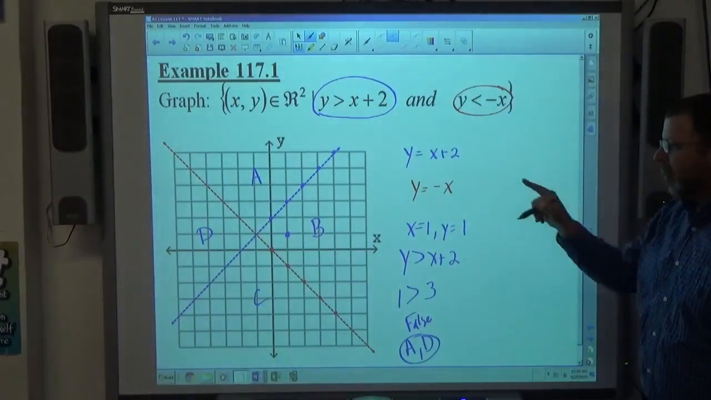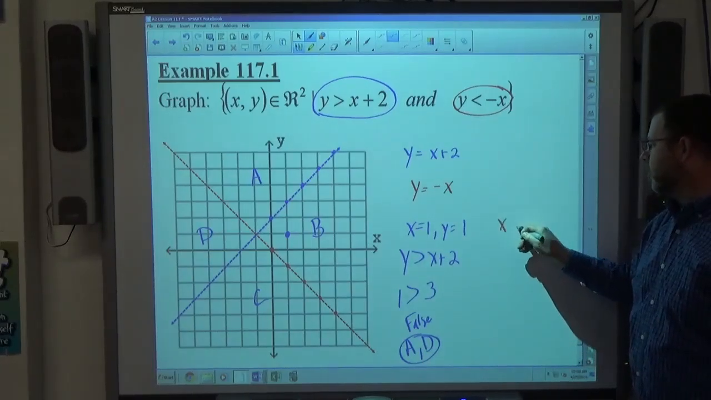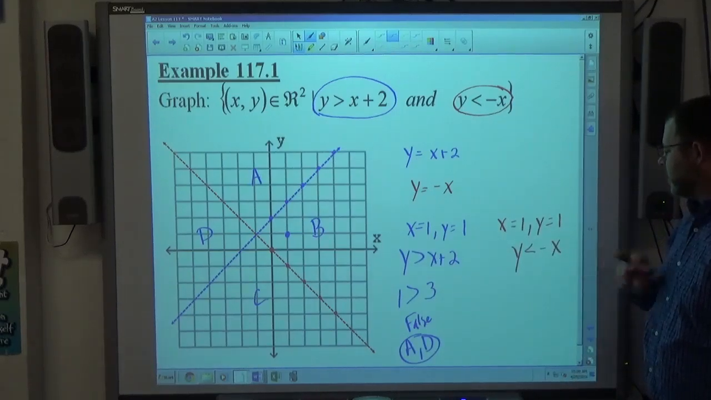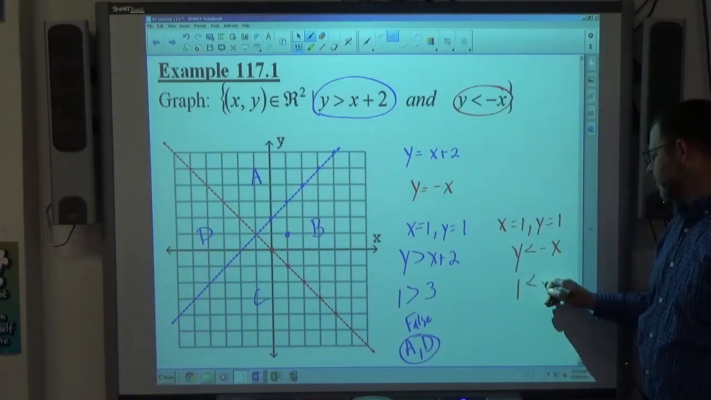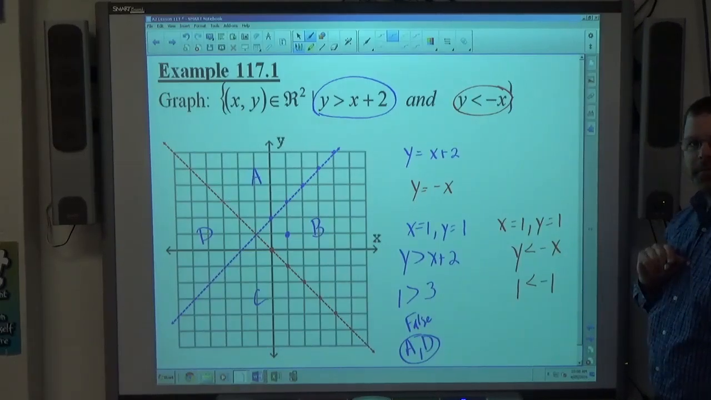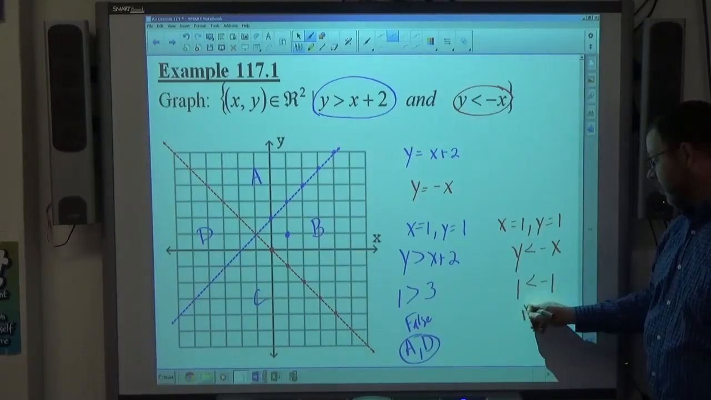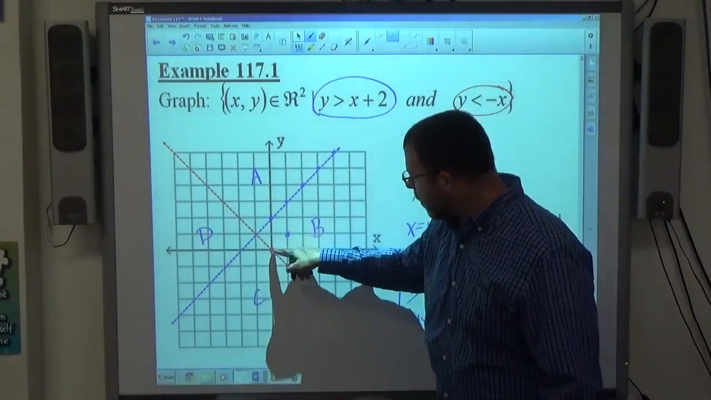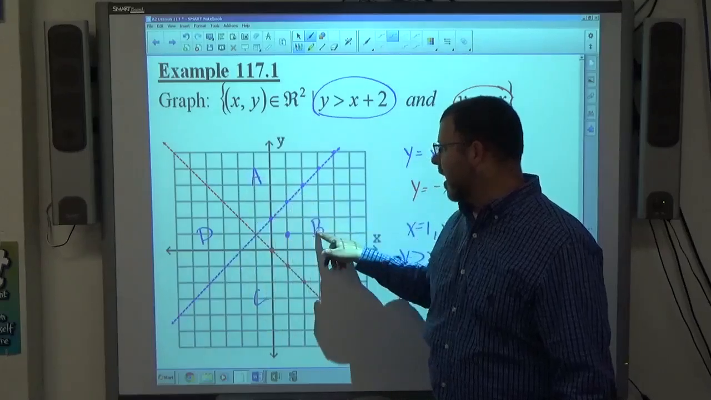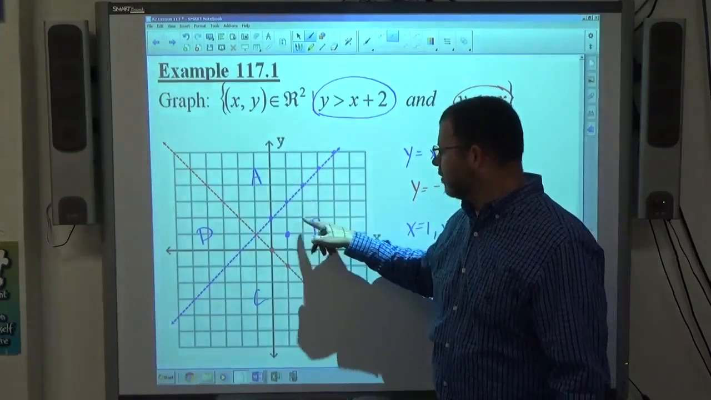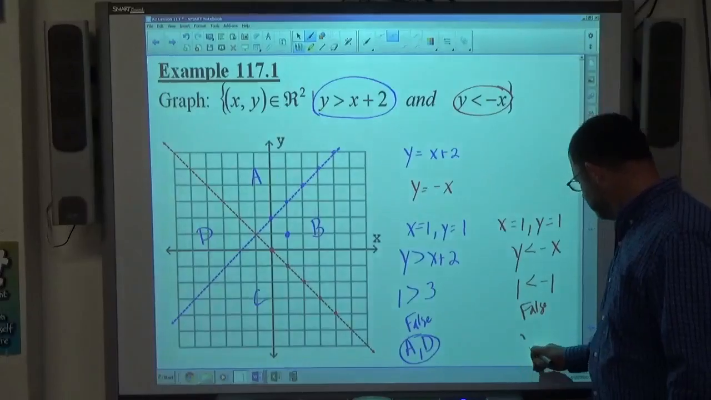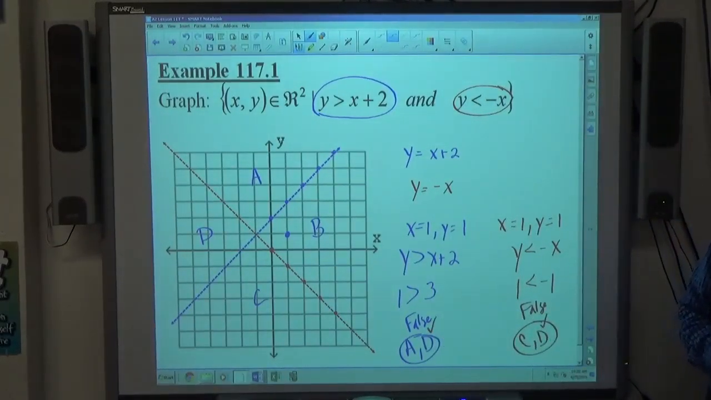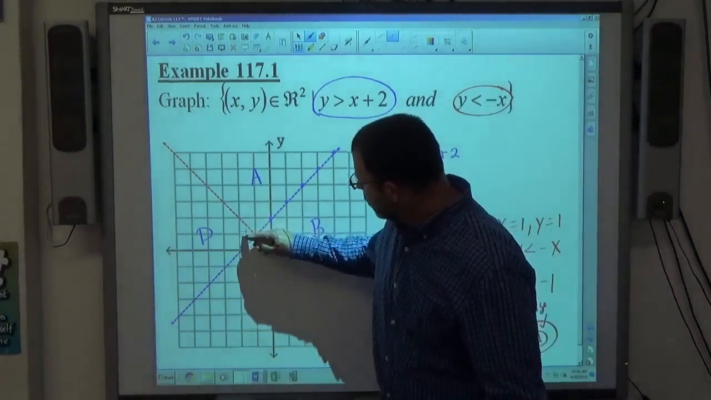If I pick the same test point for the red line, again I've got x equals 1, y equals 1. I've got my inequality that says y is supposed to be less than negative x. If I put 1 in for y, I put 1 in for x, that would be negative 1, right? 1 less than negative 1 is also false. Now look at my test dot in relation to my red line. My red line's here, the dot's on this side of the red line just like A and B are. So A is false, B is false, D and C have to be true. I can see that D is true for both of them, so I'm going to be shading D. So I would go this way.